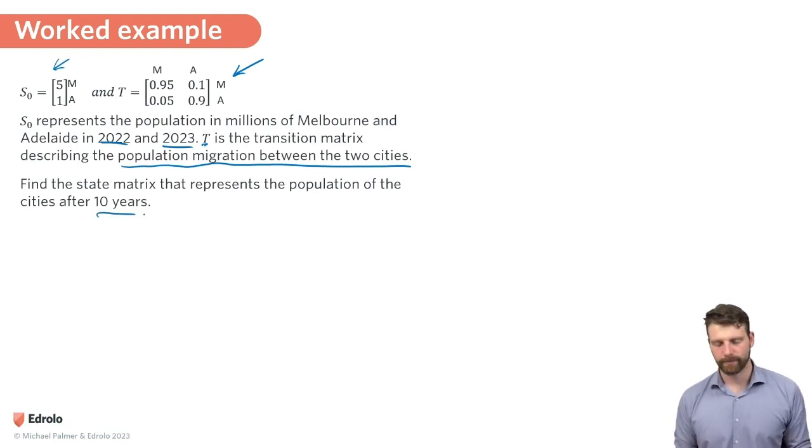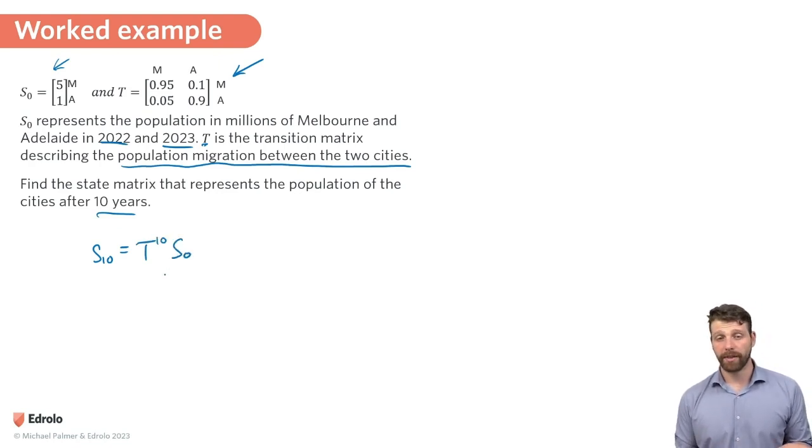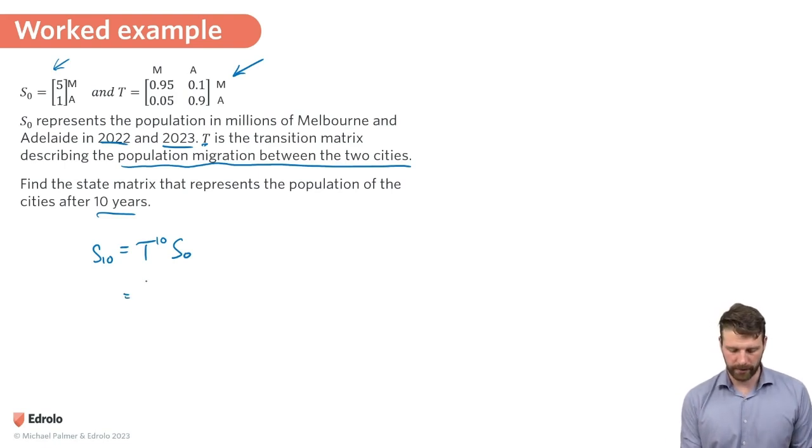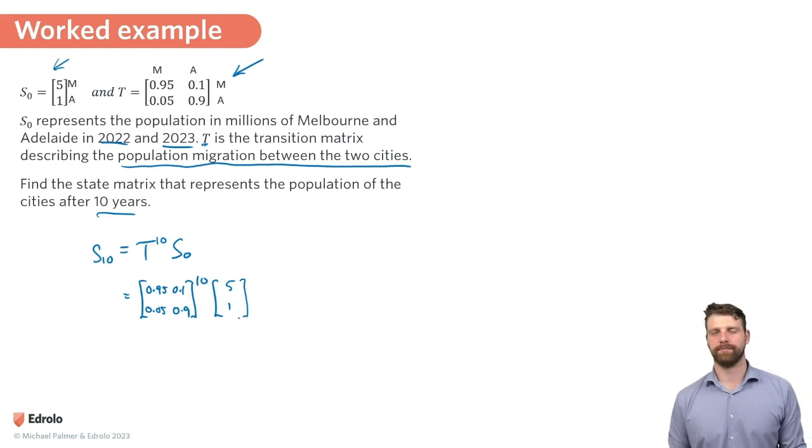Okay, so what's it asking for? It really wants S10, so there'll be 10 transitions after S0, and this will be given by T to the power of 10 times S0. Okay, well, I think we've actually got all those things, so let's plug them in. So this should be this matrix here, 0.95, 0.05, 0.1, and 0.9 to the power of 10, times that matrix with a 5 and a 1 in it. Okay, let's do that on our CAS, because by hand that would be very, very difficult to do.